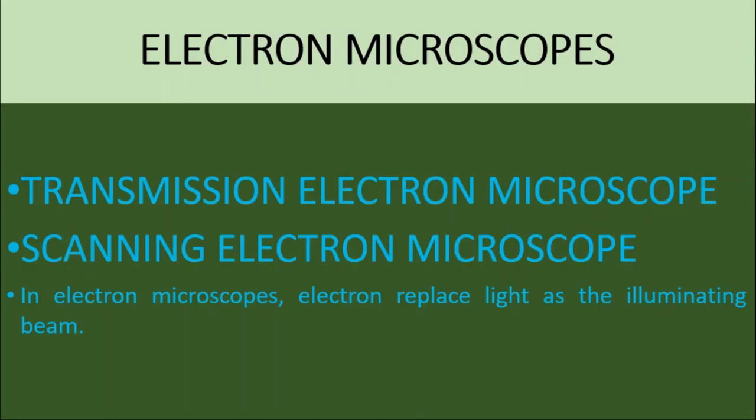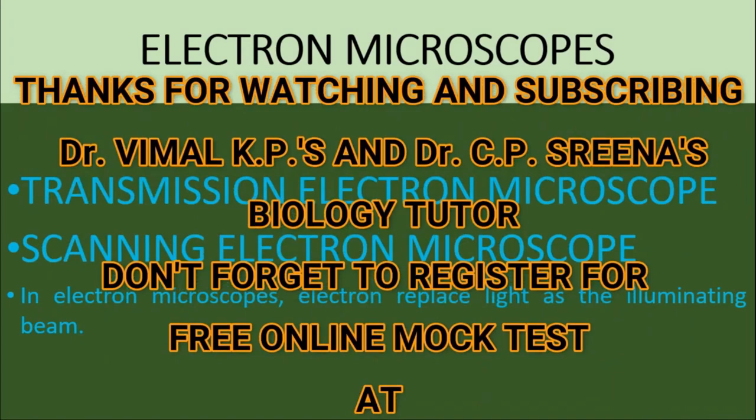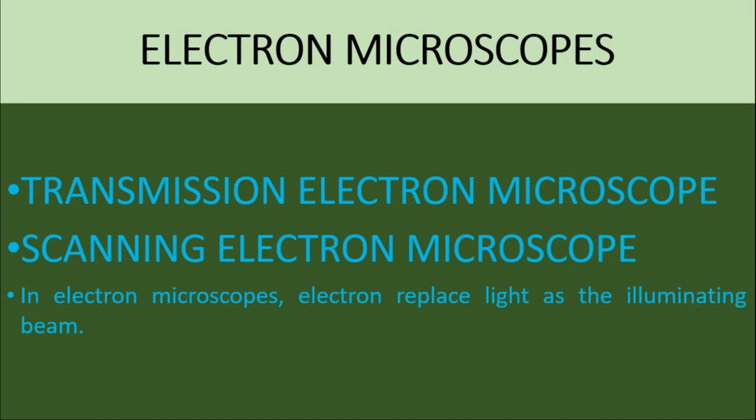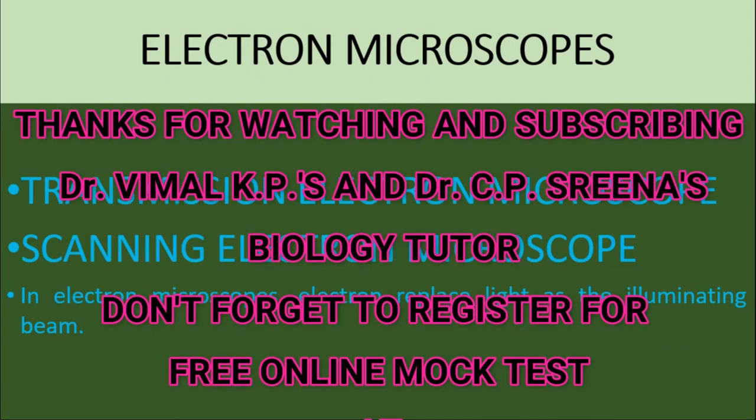Electron microscopes. What are electron microscopes? How many of them are there? The first one is known as the transmission electron microscope, and the second one is known as the scanning electron microscope. In an electron microscope, electrons replace light as the illuminating beam. In normal microscopes, we use a light source, but here things are entirely different and electrons are used instead of light.